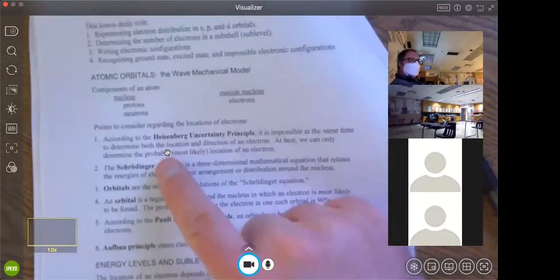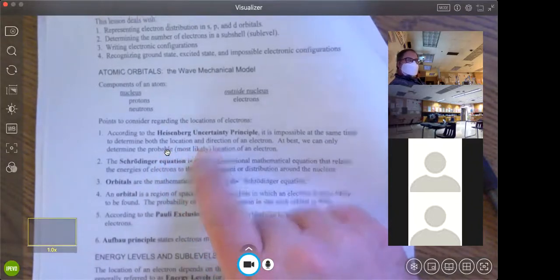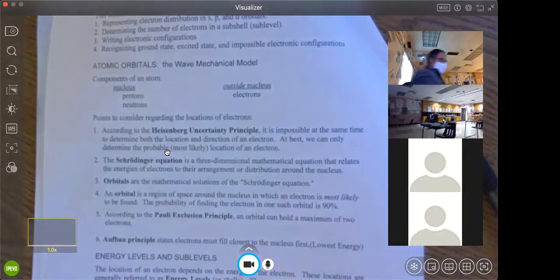Those electrons follow these rules. The Heisenberg uncertainty principle. If you've seen the show Breaking Bad, Heisenberg was a German scientist. That's the name that Walter White picks, and it's based off of this scientist who was a German scientist during World War II. So the Heisenberg uncertainty principle: it is impossible at the same time to determine both the location and direction of an electron. At best, we can only determine the possible or probable location.